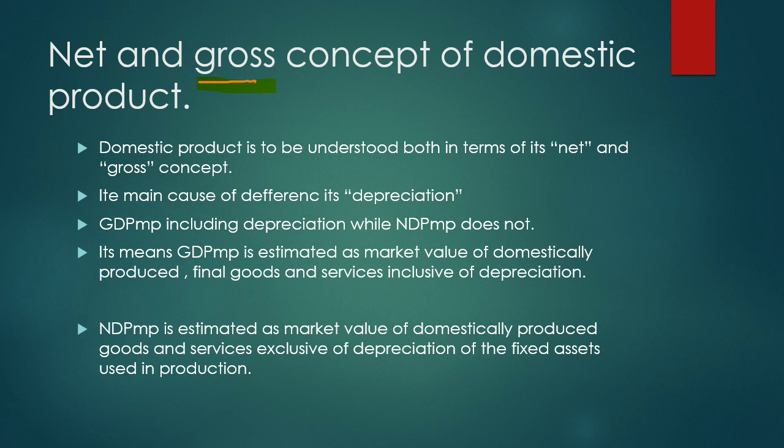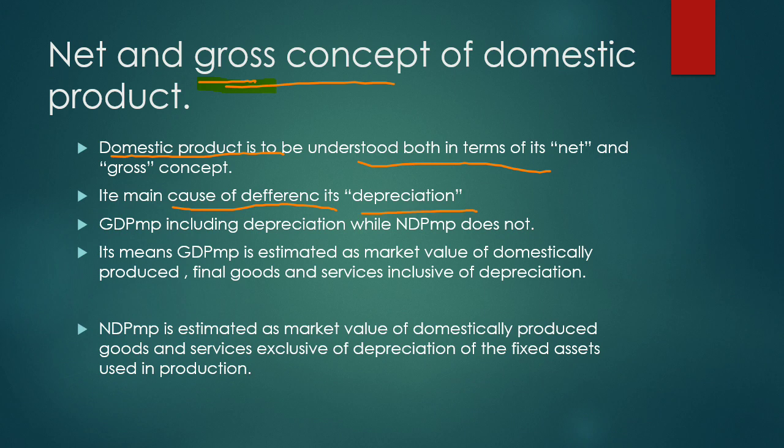The net or gross concept of domestic product is to be understood in terms of both net and gross. We have just changed net or gross; we haven't changed domestic or national. So we have only changed between gross and net, and it is still considered part of domestic product whether it is in gross form or net form. The main cause of difference is depreciation.